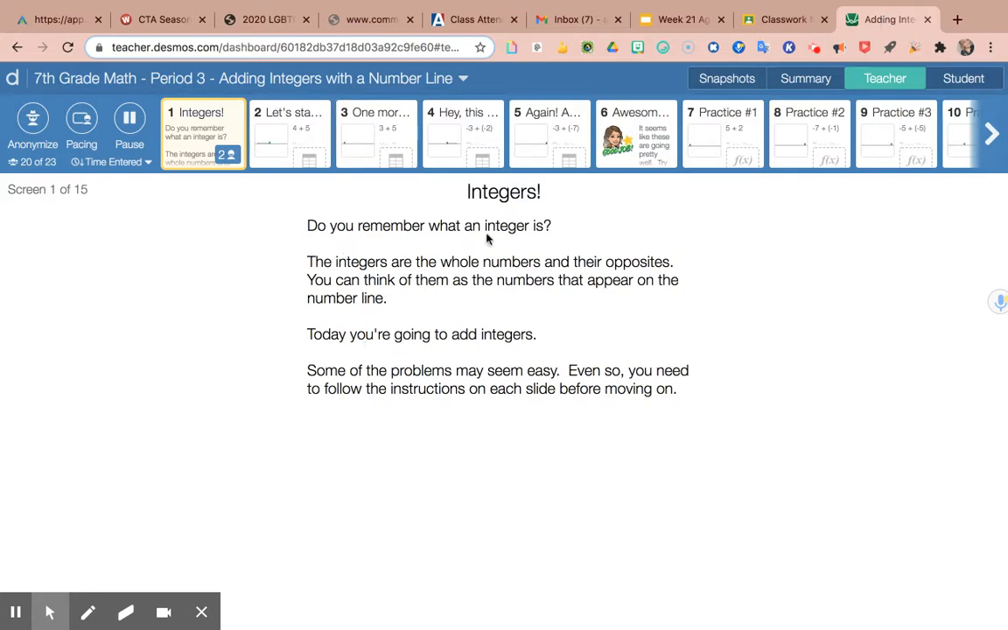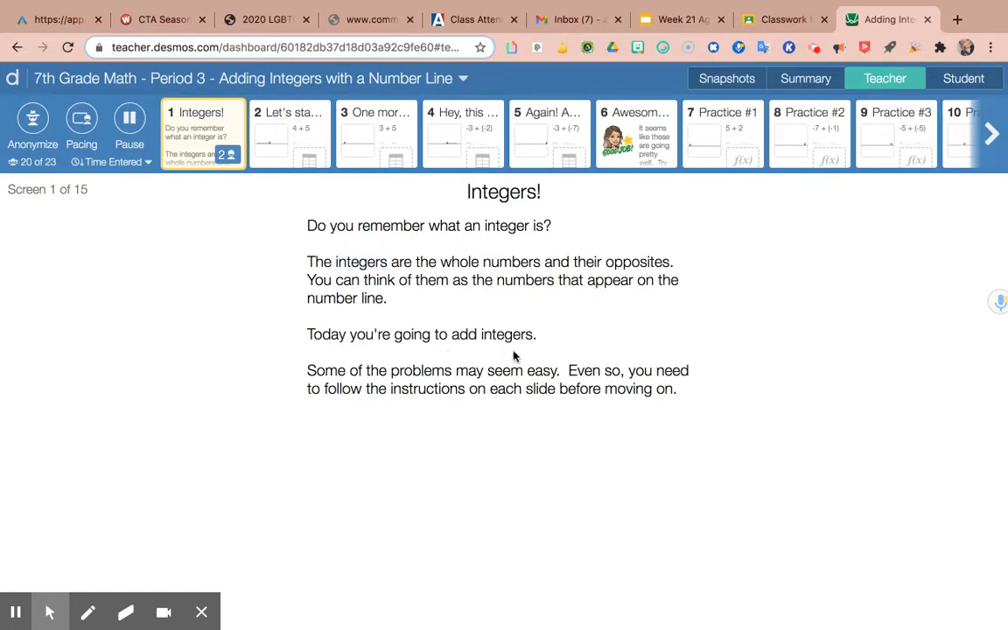slide says, do you remember what an integer is? Integers are whole numbers and their opposites. You can think of them as numbers that appear on the number line. So 1, 2, 3, and -1, -2, -3. So whole numbers, meaning they don't have any fractions or decimals. They're just regular numbers, and then their opposites, so they can be positive or they can be negative. Those are what integers are.